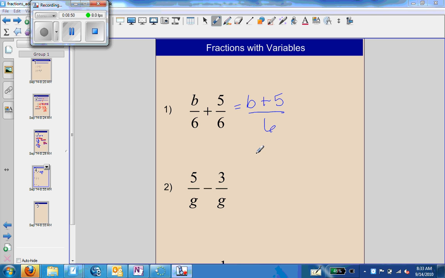In the next example, I'm going to change this to add the opposite. So in this case, again, I'm going to add the numerators, and I'm going to keep the denominators. So we're going to add the numerators, so we get 5 plus negative 3 over g. Now we can add 5 and negative 3 together because they are like terms, they're just constants. So 5 plus negative 3 is 2 over g.